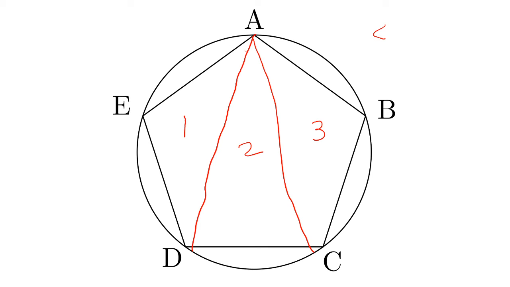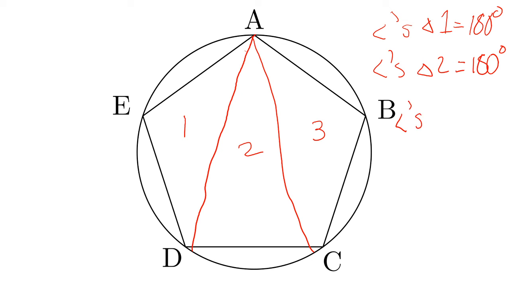So the angles in triangle 1 will be 180 degrees. The angles in triangle 2 will be 180 degrees. The angles in triangle 3 will be 180 degrees. Then I can add them all up. 3 times 180, if I'm not mistaken, is 540 degrees. Let me double check that on my calculator. 180 times 3 is 540 degrees.